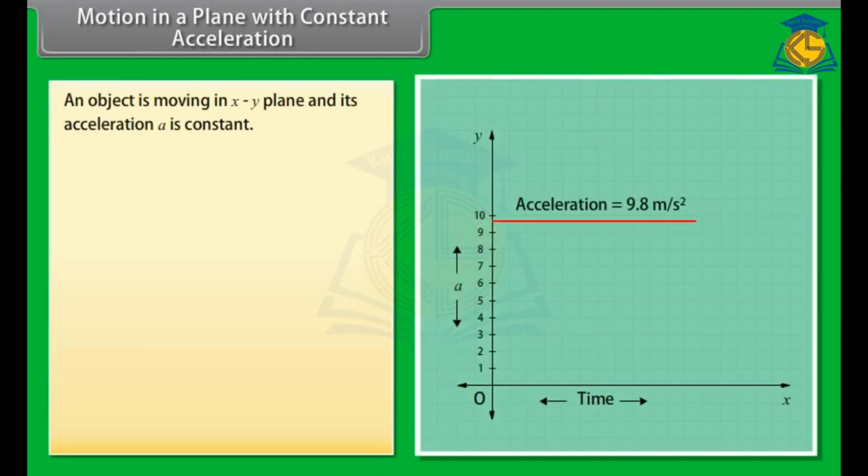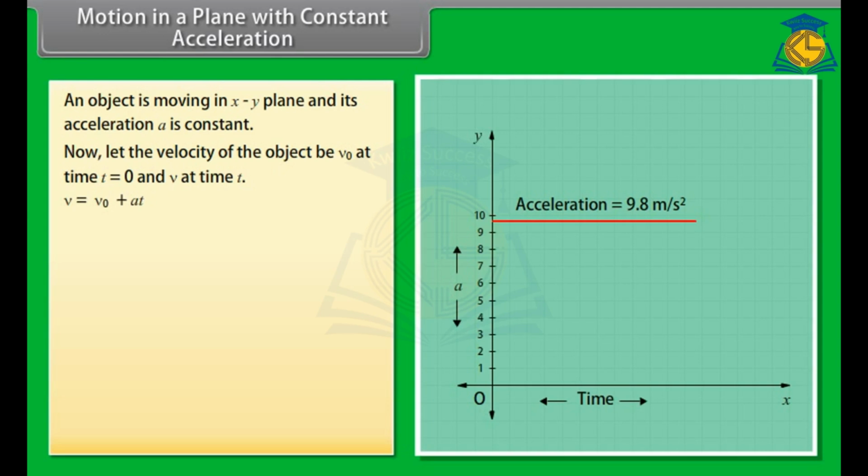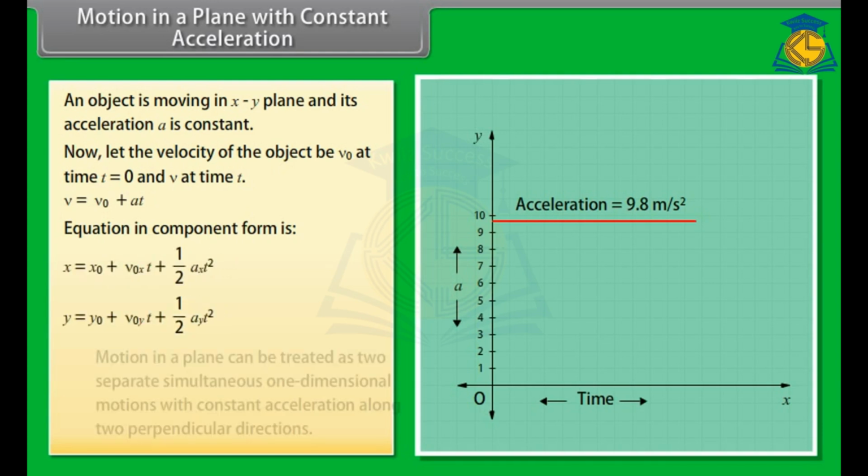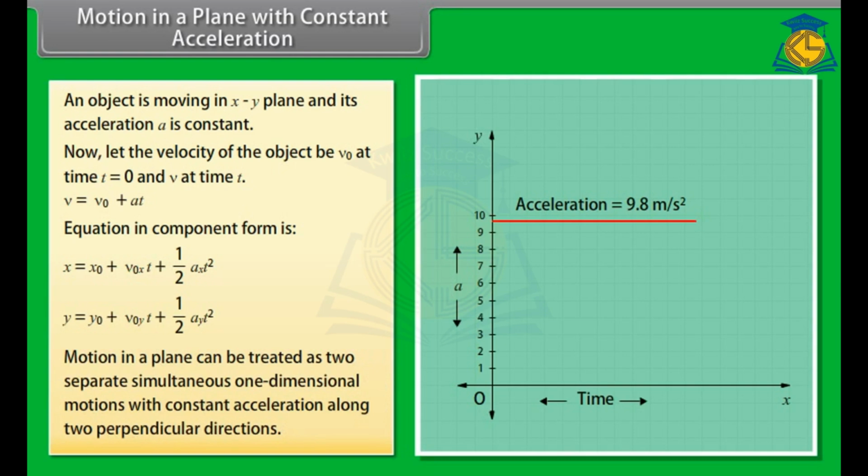Motion in a plane with constant acceleration. Let us take an example to understand. An object is moving in xy plane and its acceleration a is constant. Now, let the velocity of the object be v naught at time t is equal to 0 and v at time t. v is equal to v naught plus at. This is the equation in component form. We conclude that motion in a plane can be treated as 2 separate simultaneous one-dimensional motions with constant acceleration along 2 perpendicular directions. These results are also valid for 3-dimensional motion.